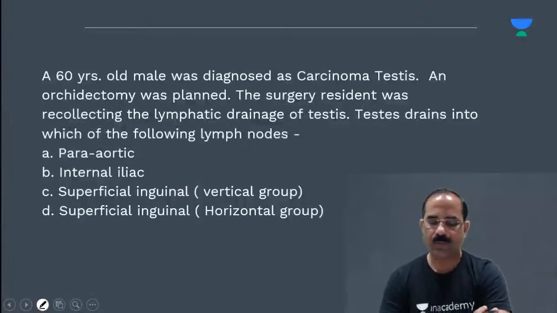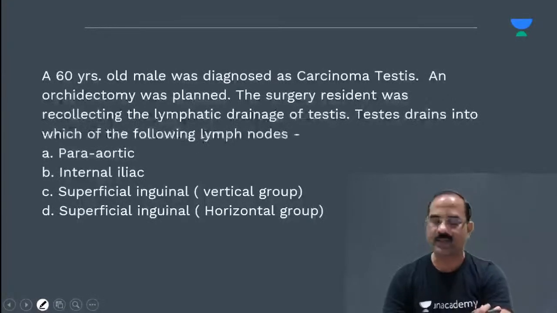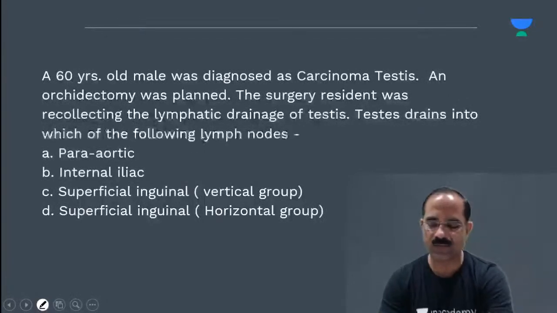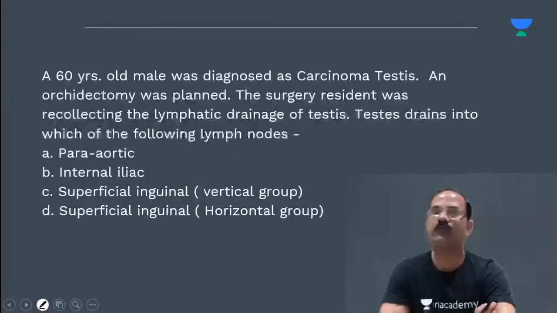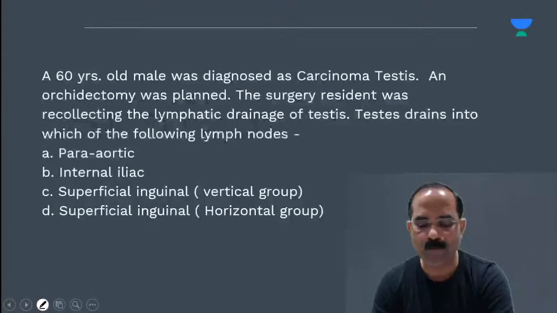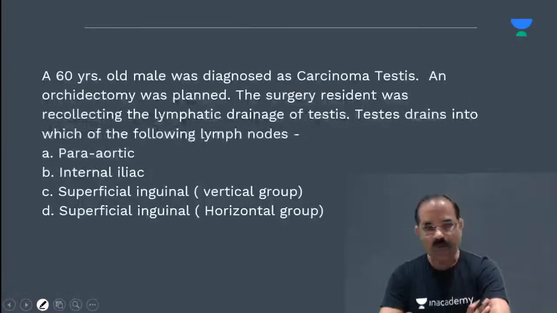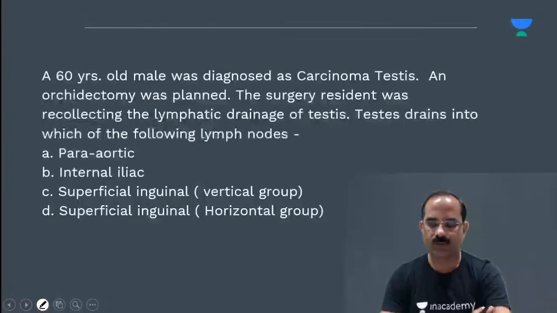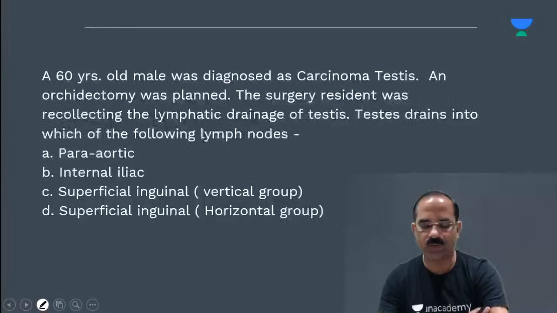A 60-year-old male was diagnosed as carcinoma of the testis and orchidectomy was planned. The surgery resident was recollecting the lymphatic drainage of testis. Testis drains into which of the following lymph nodes? A very important MCQ. Testis and ovary drains into which lymph nodes?